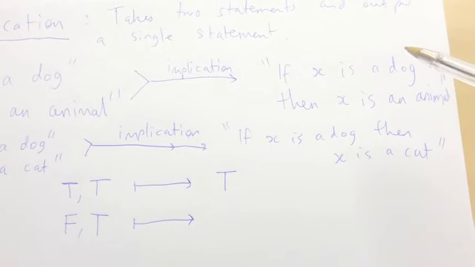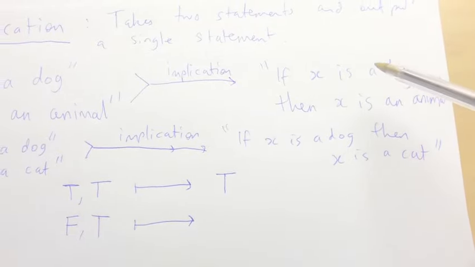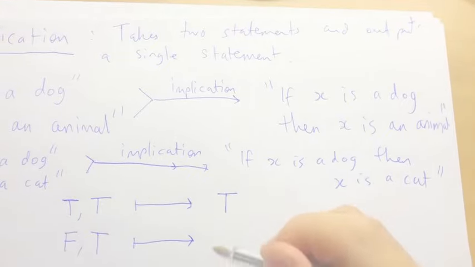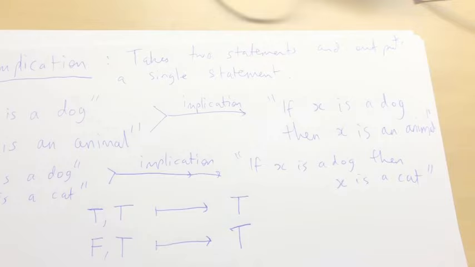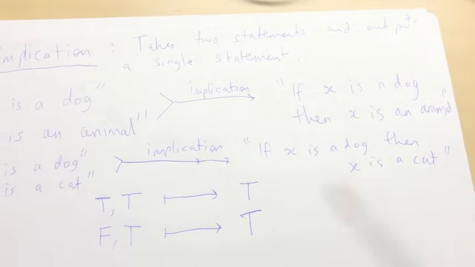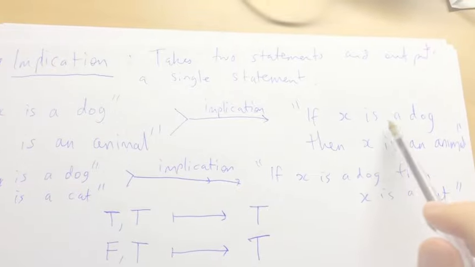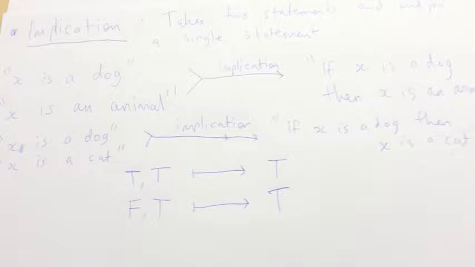When it's not a dog, the if is not even satisfied, but the statement is still true. So that's one of the tricky things to understand about this. But again, all it depends on is the true and false values, and this is a true statement all the time.